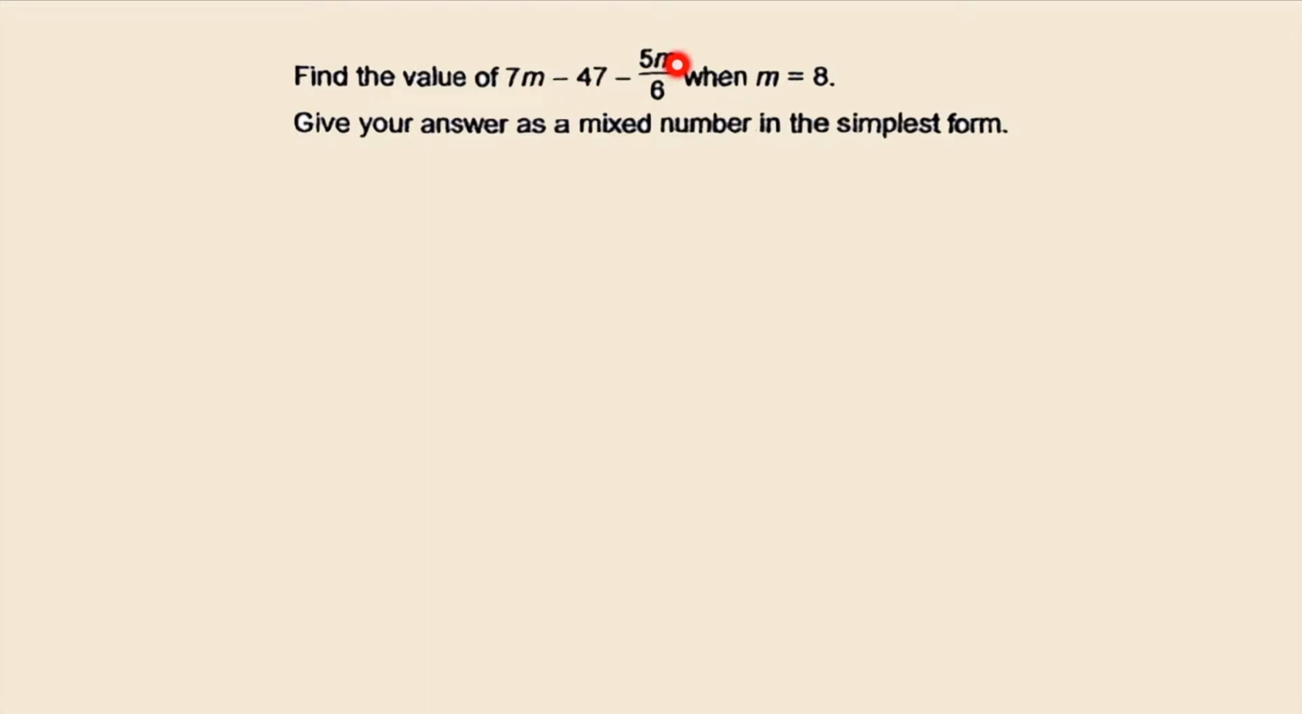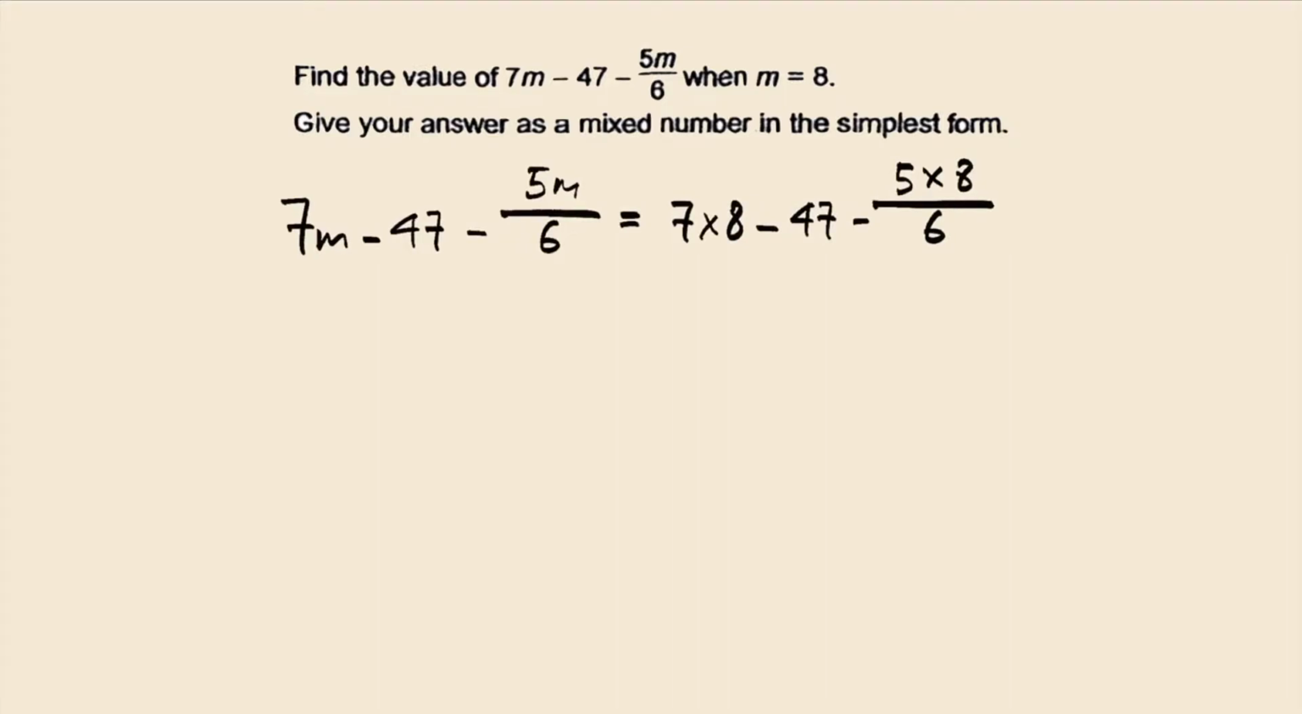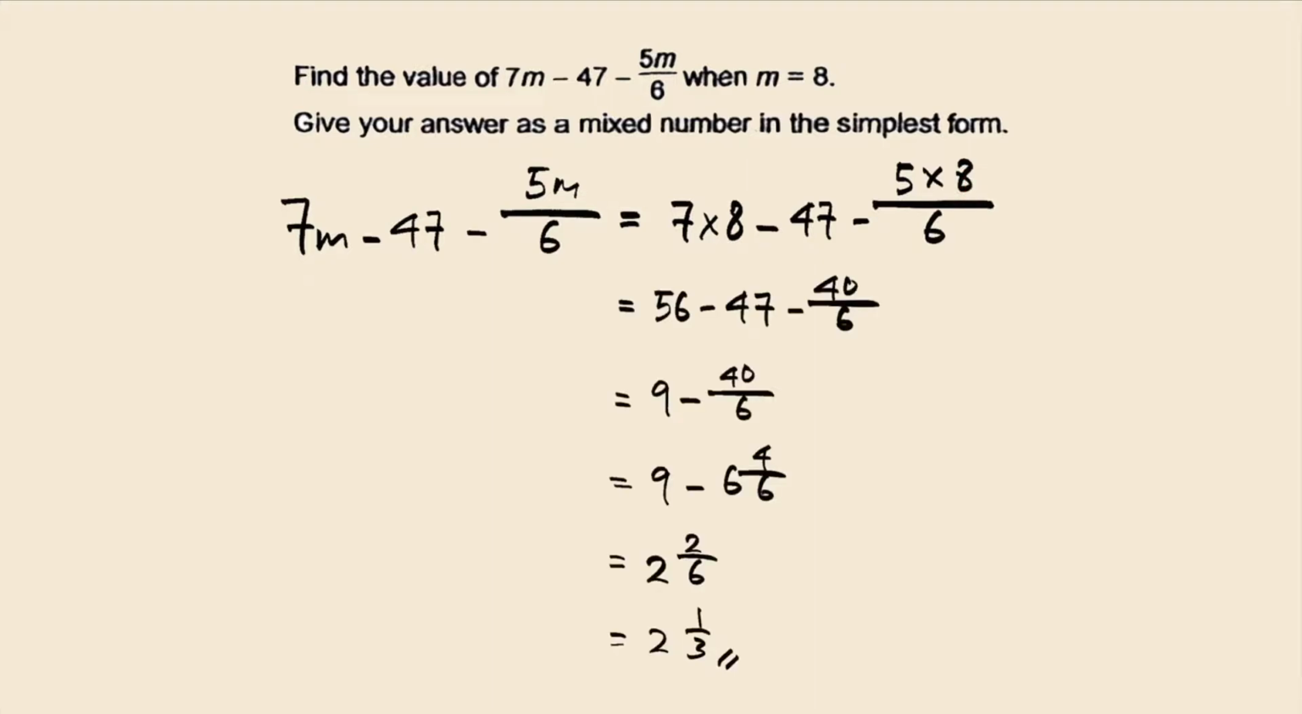So we've got m up here and m up here. We'll substitute m equals to 8, presenting our answer as a mixed number. So this becomes 8 and this becomes 8. Next up, 56 minus 47 minus 40 over 6. So now you know why we're going to have a mixed number, because 40 is not a multiple of 6. Anyway, from here we're going to take 9 wholes minus 6. No. We can take 8 wholes minus 6, giving us 2, and then 6 over 6 minus that is 2 over 6. So it does require you to be quite comfortable subtracting fractions.